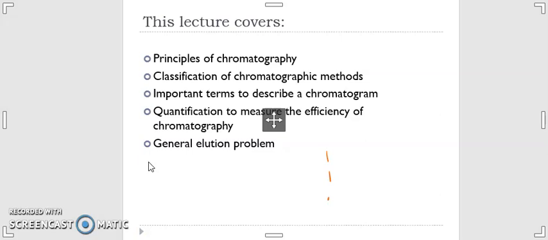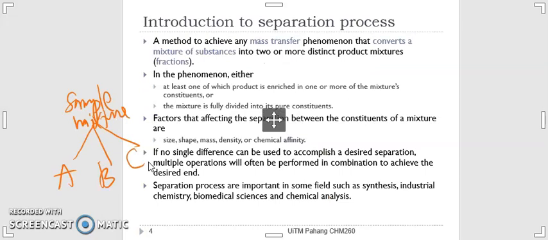So before we go to chromatography, we have to know what is actually separation process. It is actually a method to achieve any mass transfer phenomenon that converts a mixture of substance, okay, into two or more distinct product mixture. For example, here you have sample mixture. Sekarang kita nak separate this. Kita nak pecah-pecahkan dia jadi 3 fractions like this. So this is separation process.